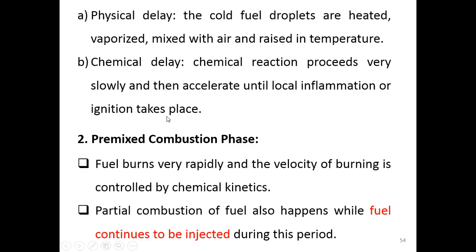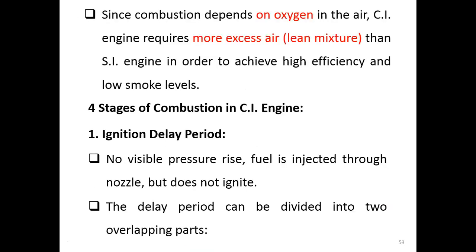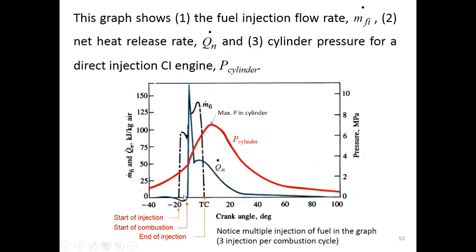When combustion starts to happen, it comes into the second stage. We call it the premix combustion phase, where the fuel burns very rapidly. The velocity of burning is controlled by the chemical kinetics. The chemical kinetics control the velocity of the burning, and the fuel burns very rapidly. That's why we see the heat go up very fast.